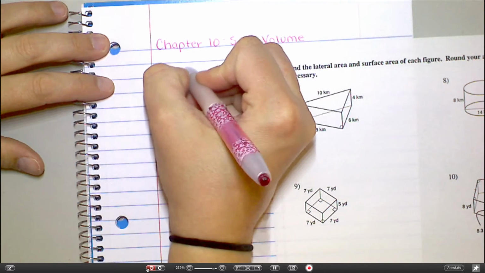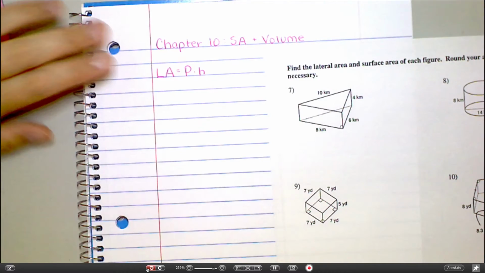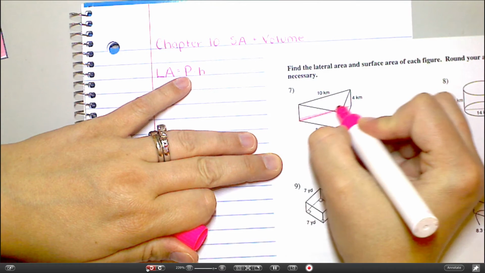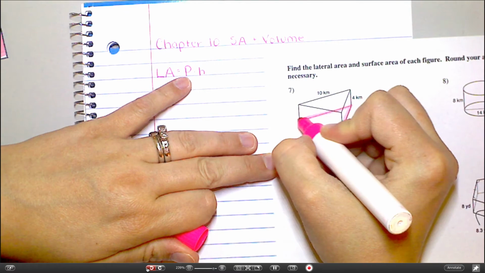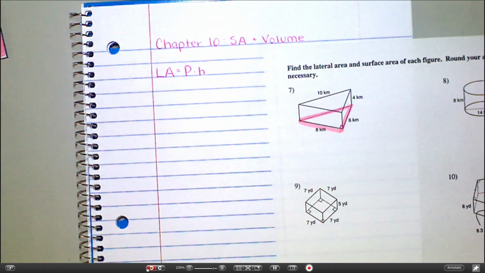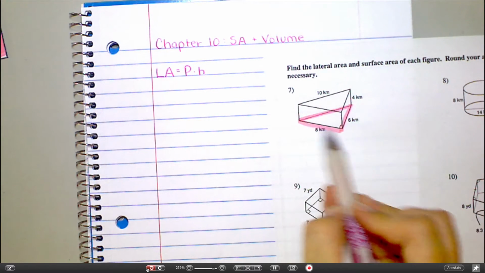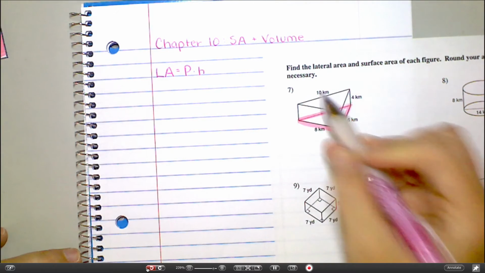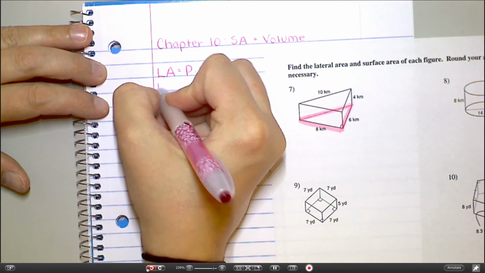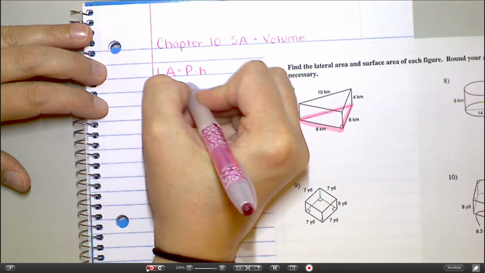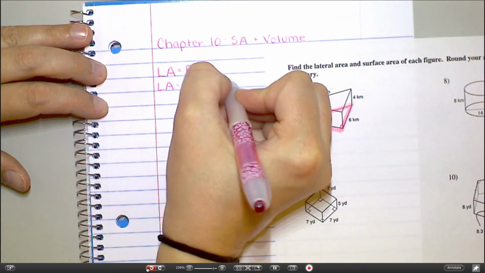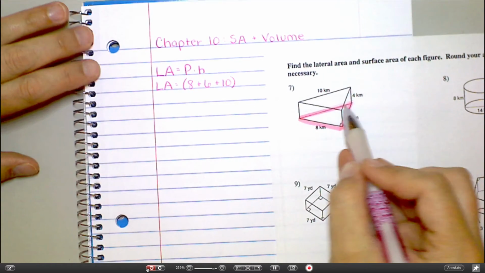Okay, perimeter times height. So perimeter is the distance around the edges of the triangle. So what 3 numbers would I add together to get the perimeter of the base? 8, 6, and then this one over here is 10, yeah? So I'm going to do 8 plus 6 plus 10. Okay, that gives me the perimeter of the base.